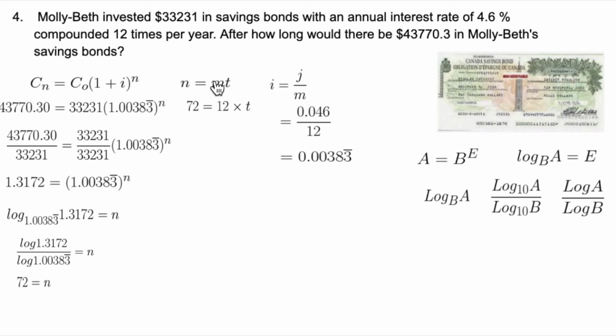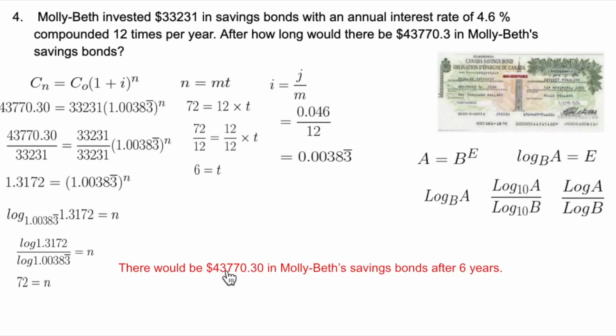Remember, n is really m times t. 72 is m times t. m is the number of compounds, which is 12. 12 times t. Times what is 72? Times 6. Or divide both sides by 12, you could do that as well. 72 divided by 12 is 6. So 6 is equal to t, or t is equal to 6, same thing. We know it's going to take 6 years for Molly Beth to accumulate all of this wealth.